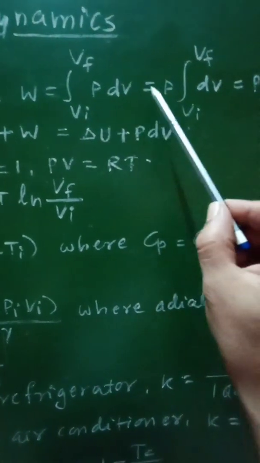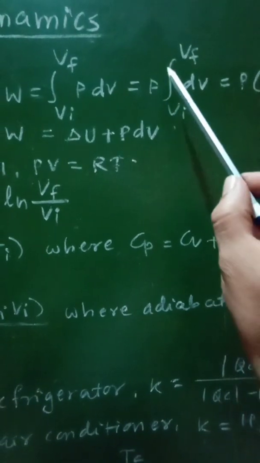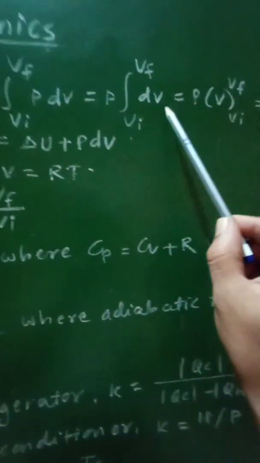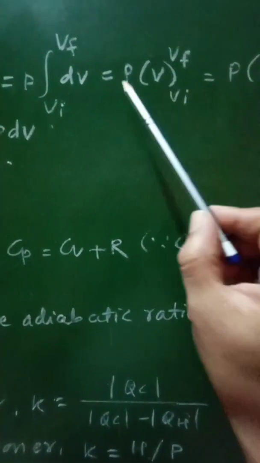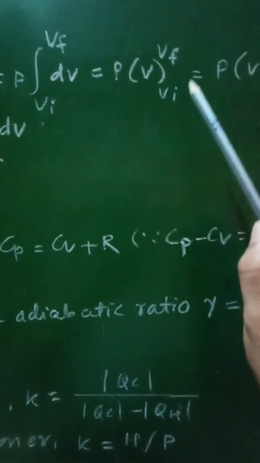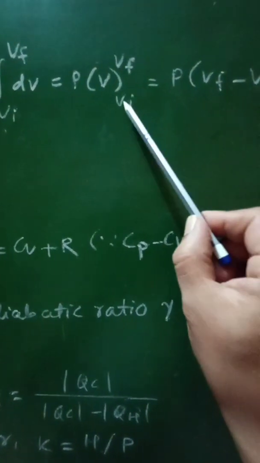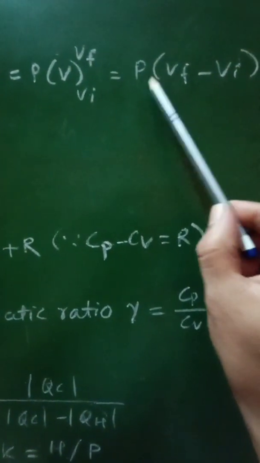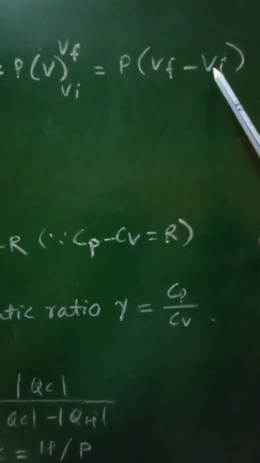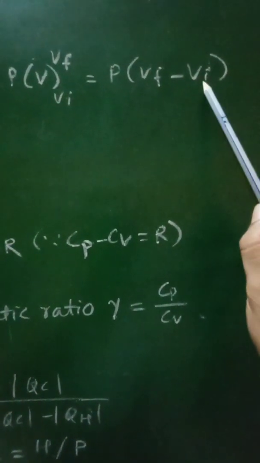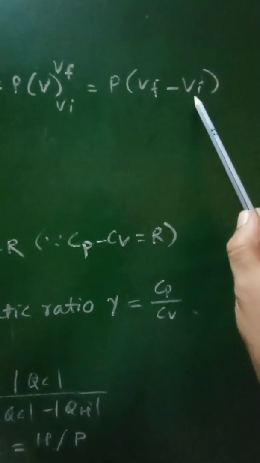As P is constant, therefore we can write P into integration Vi to Vf dV, but integration dV is V, and therefore we will get P into V from Vi to Vf. Putting upper and lower limit of integration, we will get P into Vf minus Vi. This will be the total work done.